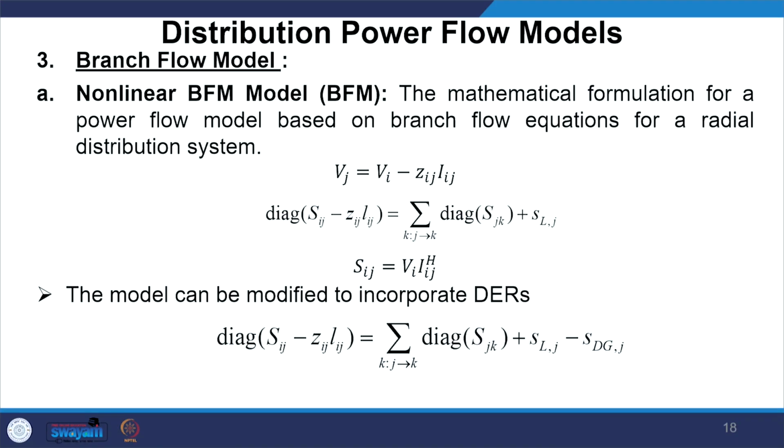So, this needs to be highlighted: the number of nonlinear equations in the current injection form depends on the number of non-zero injection buses, while in the case of the power injection form, this depends on the total number of buses in the network. And now, let us focus on the branch flow model.